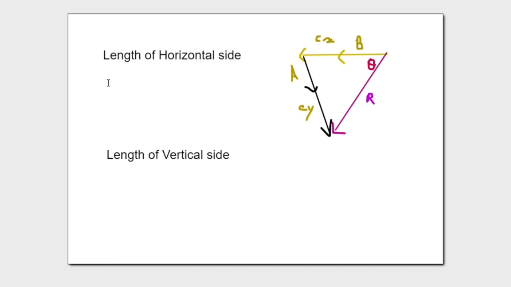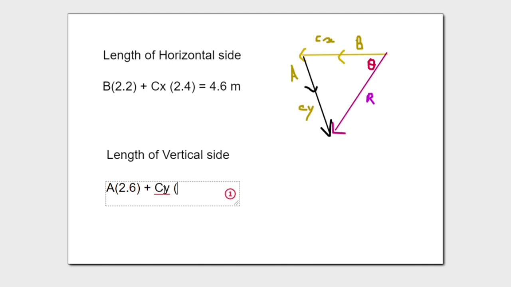Then you find the length of the horizontal side and the length of the vertical side. Horizontal side, B which is 2.2 meters, plus Cx 2.4 meters, you get 4.6 meters. Length of vertical side, A, which is 2.6 meters, plus Cy 4.156 meters equals 6.756 meters.